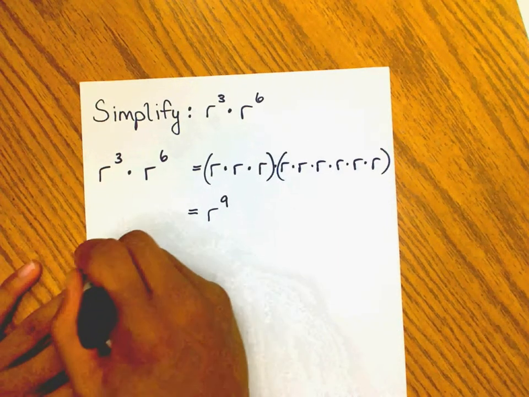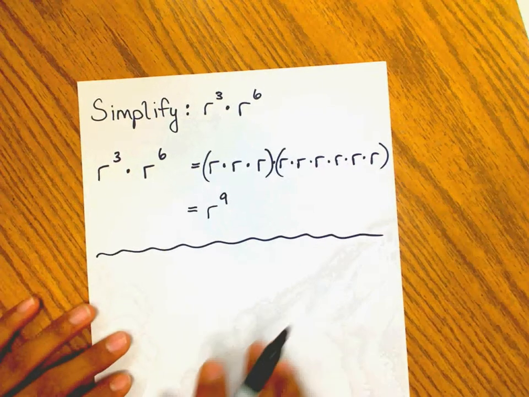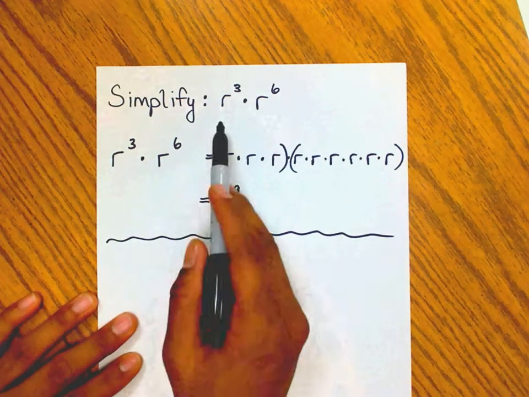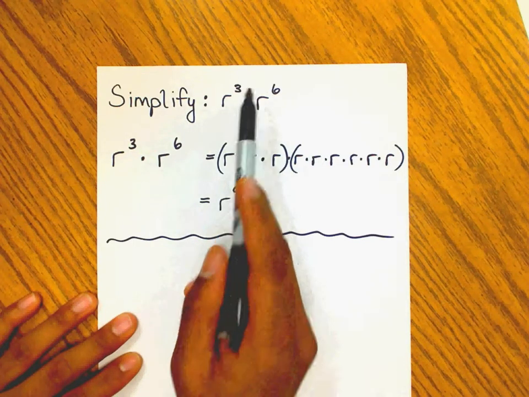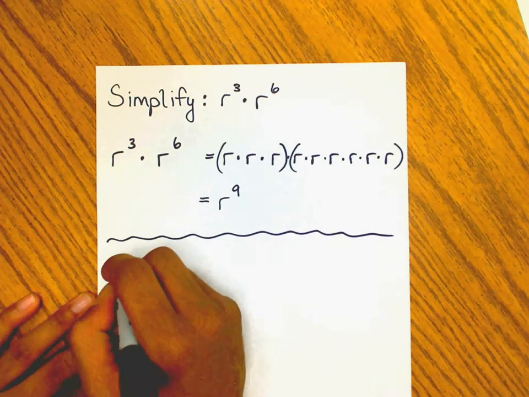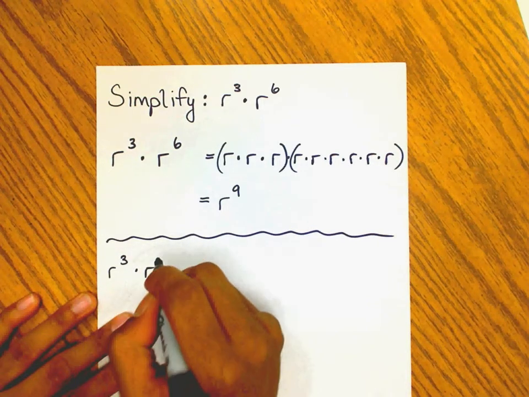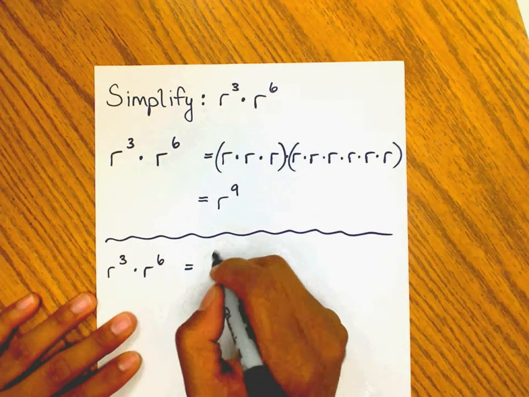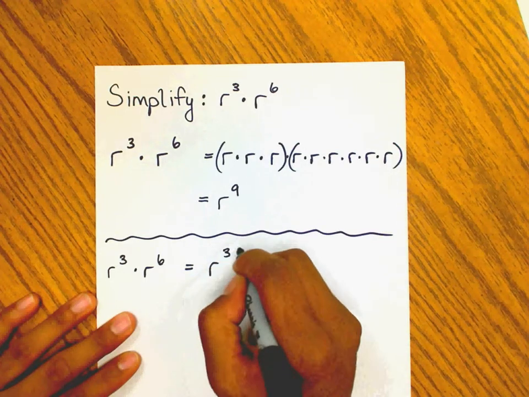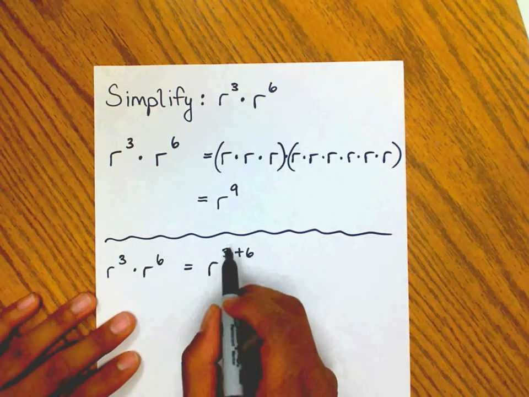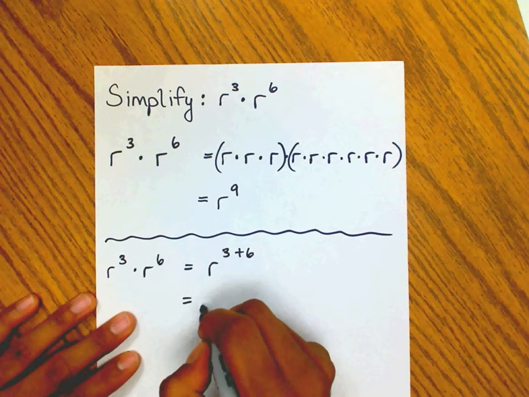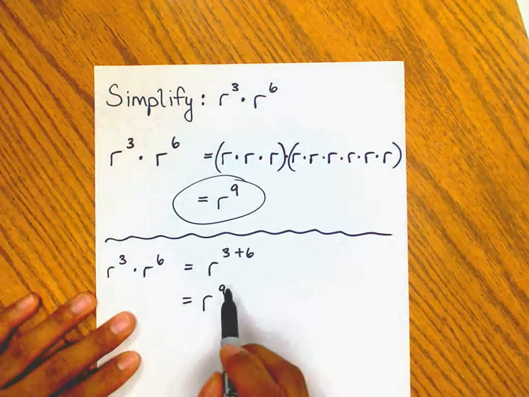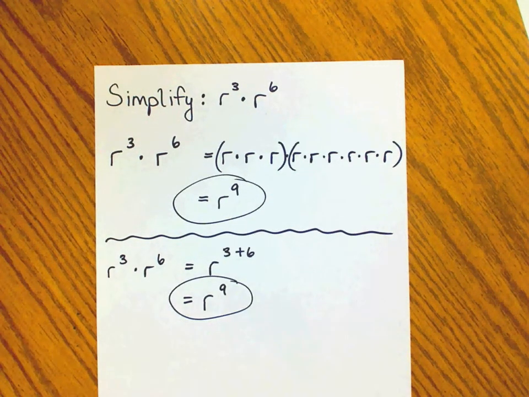Now, another way, the actual law of exponents tells us that when we're multiplying exponents that have the same base, we just simply add the exponents. So that's how this work would look. Rewrite it. That's going to give me r to the third plus 6. That's the actual law right here. And all I would simply do is add 3 plus 6, and that'll give me 9. So in both examples, we got r to the ninth. Okay? All right, let's take a look at another one.